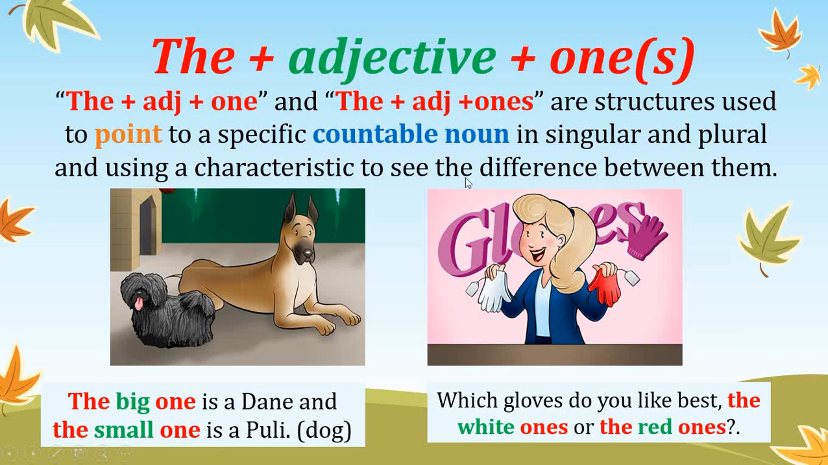Now, if we look at the second picture, we have this sentence: which gloves do you like the best? The white ones or the red ones? You have options, and you are making a difference by looking at the color in this case.